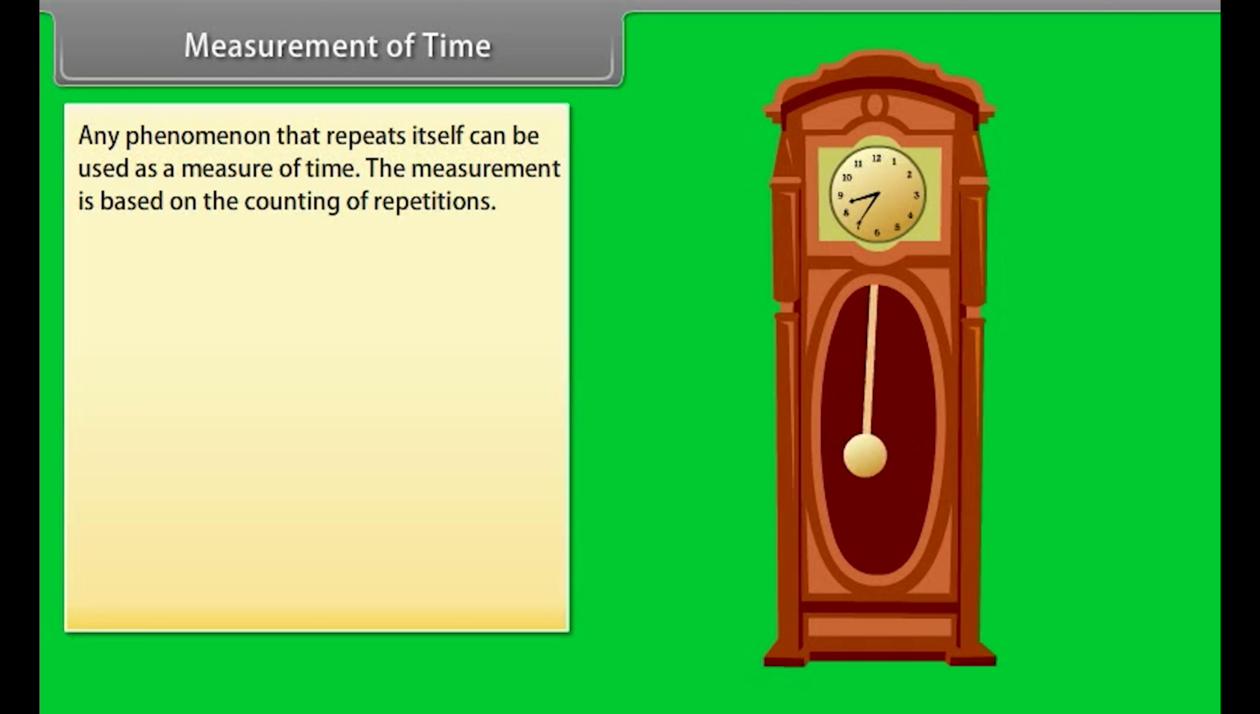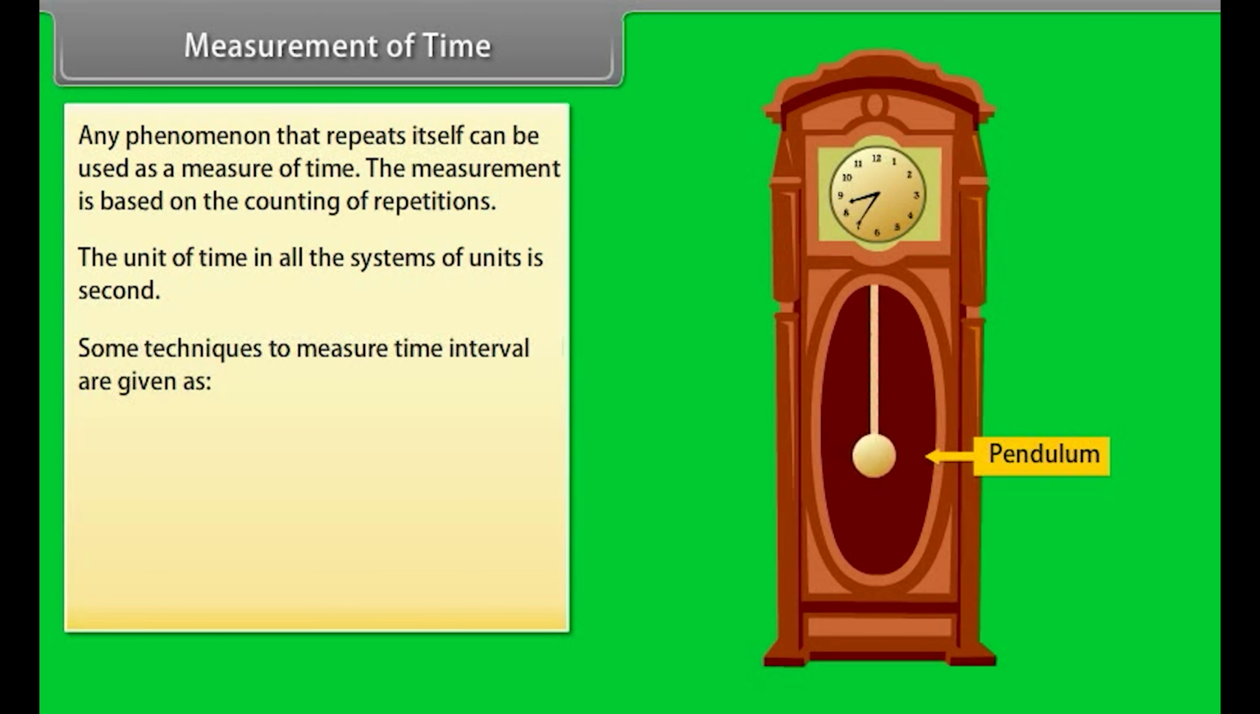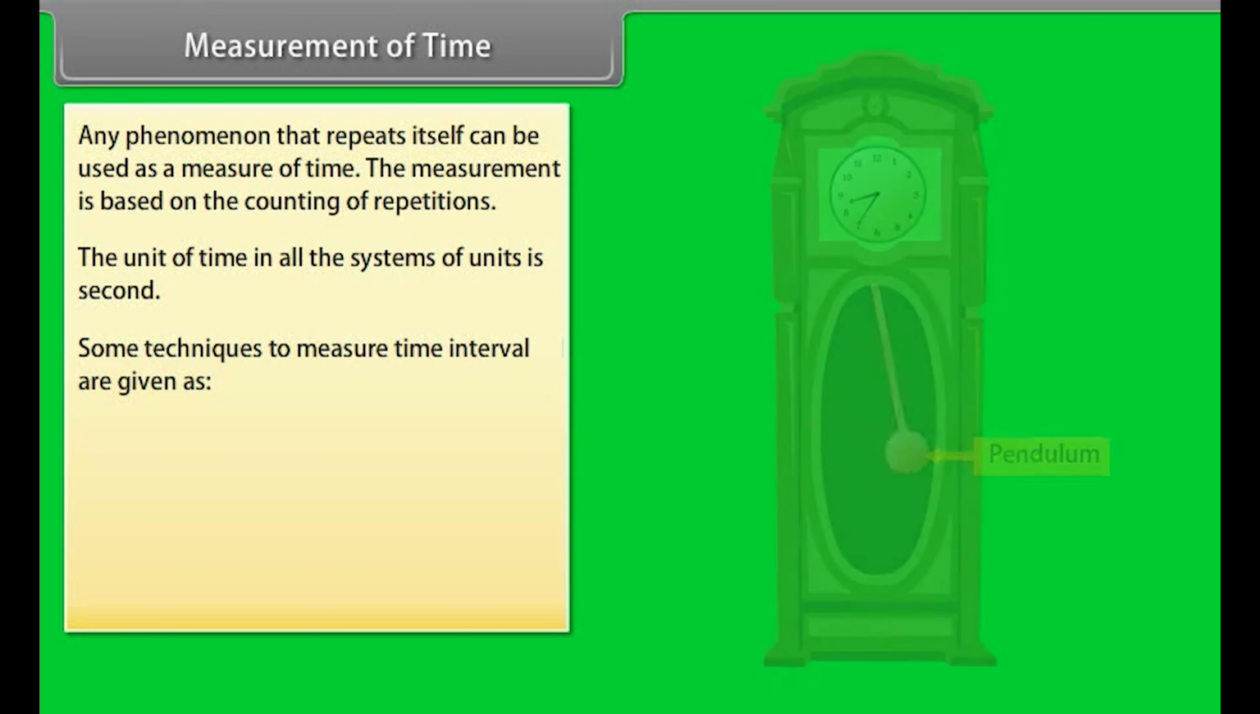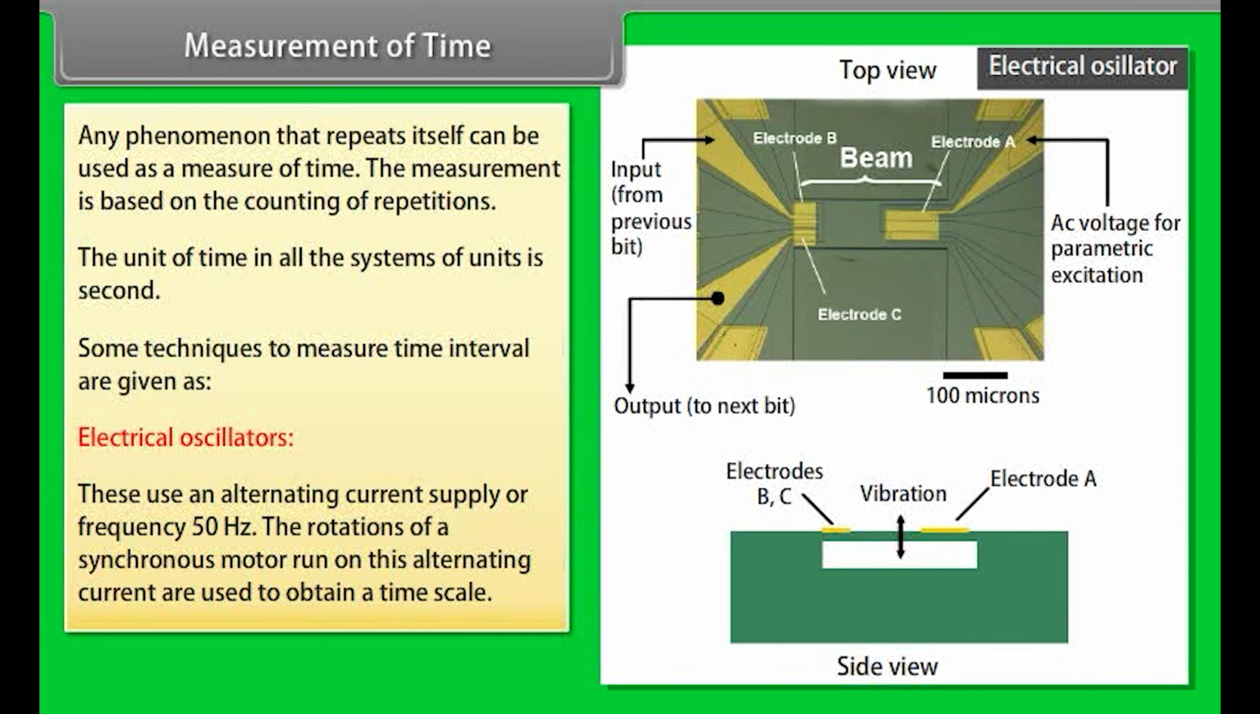Measurement of time. Any phenomenon that repeats itself can be used as a measure of time. The measurement is based on the counting of repetitions. The unit of time in all the systems of units is second. Some techniques to measure time interval are as follows. Electrical oscillators. These use an alternating current supply of frequency 50 Hz. The rotations of a synchronous motor run on this alternating current are used to obtain a time scale.